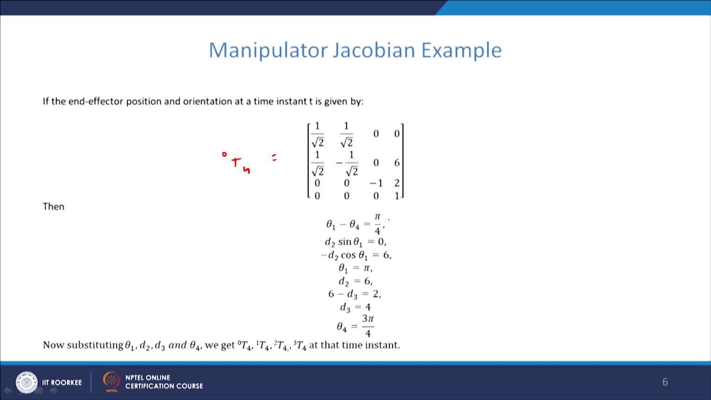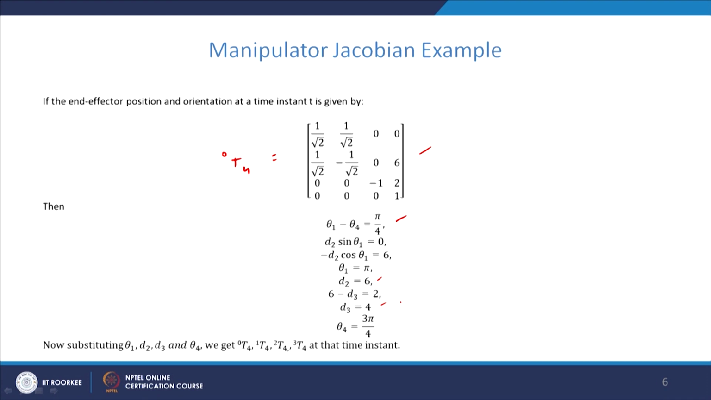So, it is very easy to solve just by comparing the 0T4 expression with the constant matrix, and then we will get this configuration. That is when theta 1 minus theta 4 is pi by 4 and we get the values d2 to be equal to 6 and d3 to be 4 etc. So, these values are obtained directly by solving the inverse kinematics solution of this particular configuration.